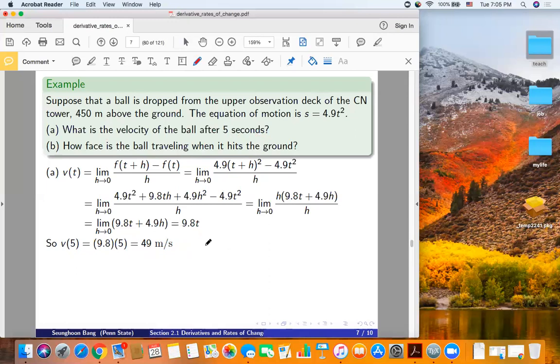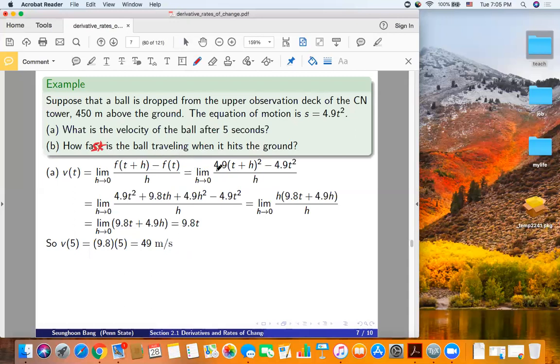The second problem. Sorry, this was a typo. How fast is the ball traveling when it hits the ground? What does it mean? You need to find the velocity of the ball when the ball hits the ground.